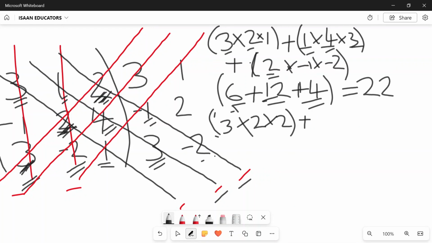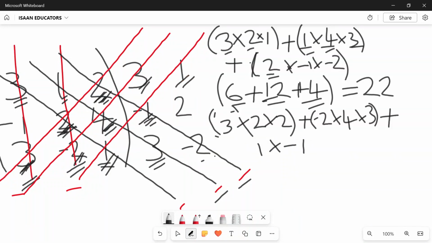So you move on to the other diagonal, which starts from -2. As you can see here, it is -2. So -2 multiplied by 4, then multiplied by 3. And then you're going to add the product of the elements in the other diagonal. We'll start with 1 multiplied by -1, then multiplied by 1.